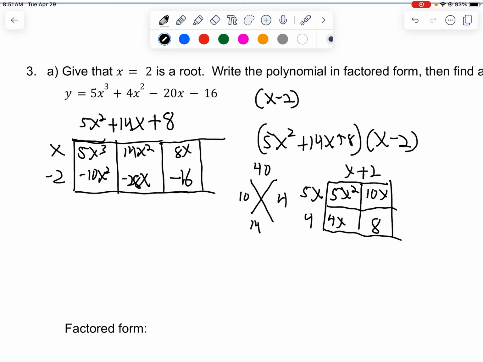Okay? And you check, real quick. 4 times x is 4x, and this has to be true. 2 times 4 does indeed give you 8. So we just factored this polynomial.